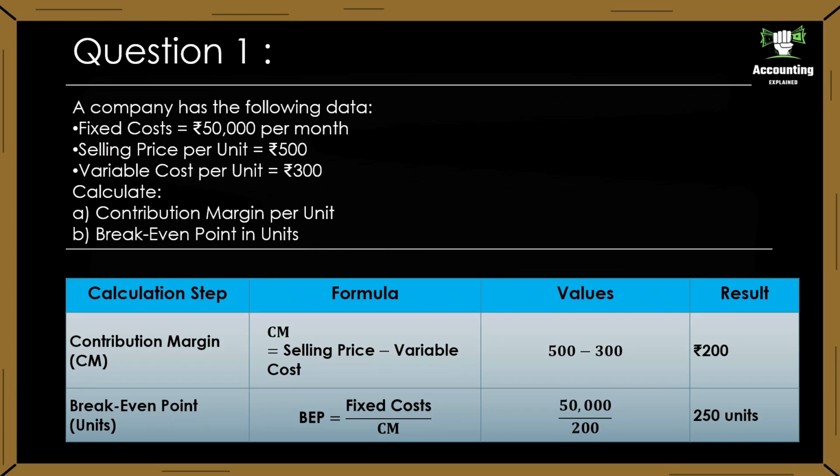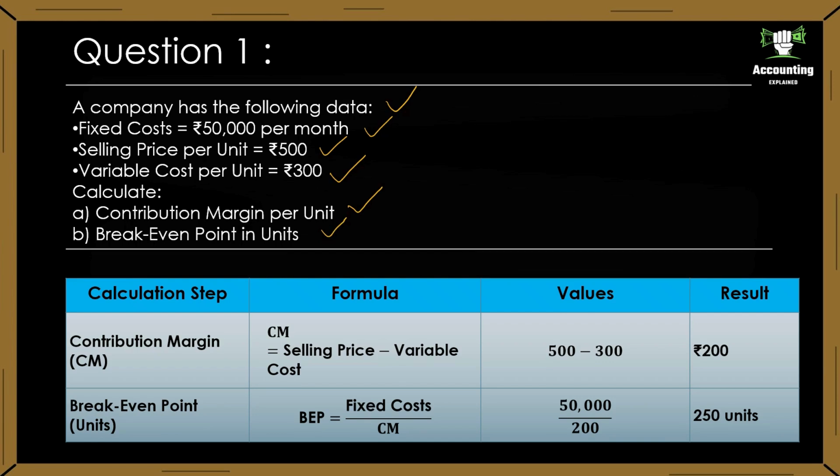Let us solve a question to understand how to find break-even point. The question is as follows. A company has the following data. Fixed cost is 50,000 per month. Selling price per unit is 500. Variable cost per unit is 300. Calculate contribution margin per unit.